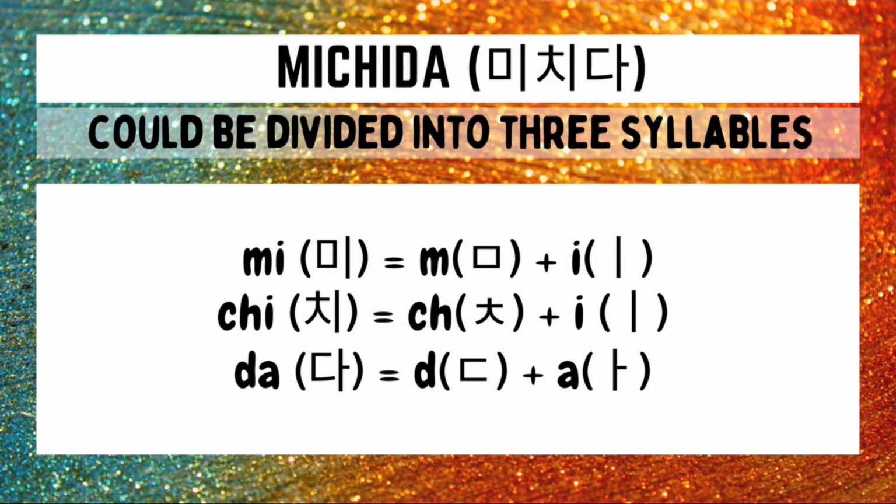How do we write michida in Hangul? This is composed of three syllables. For the first syllable mi, we need to draw first a mium character followed by an e character. For the second syllable chi, we need to draw first a chiut character followed by an e character. And for the last syllable da, we need to draw first a dikit character followed by an a character. And then, we just need to combine the Hangul for each of these three syllables to form the Hangul of the word michida.